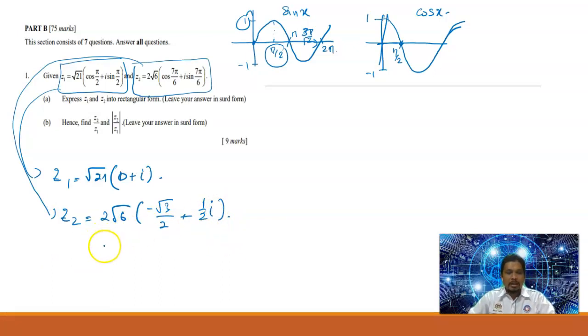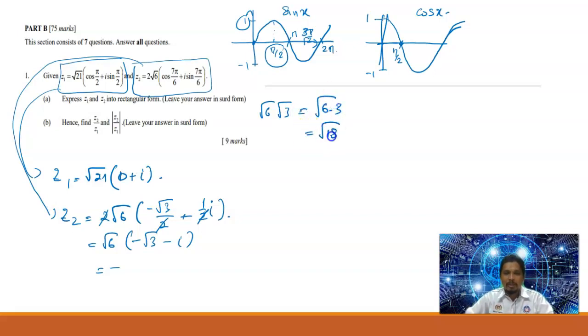Okay, so now, 2 divided by 2 here and also 1 over 2 here. So then you come up with square root of 6 times negative square root of 3 minus i. So then here now it is negative square root of 6 multiplied with square root of 3, which is square root of 6 times 3 equal to square root of 18.